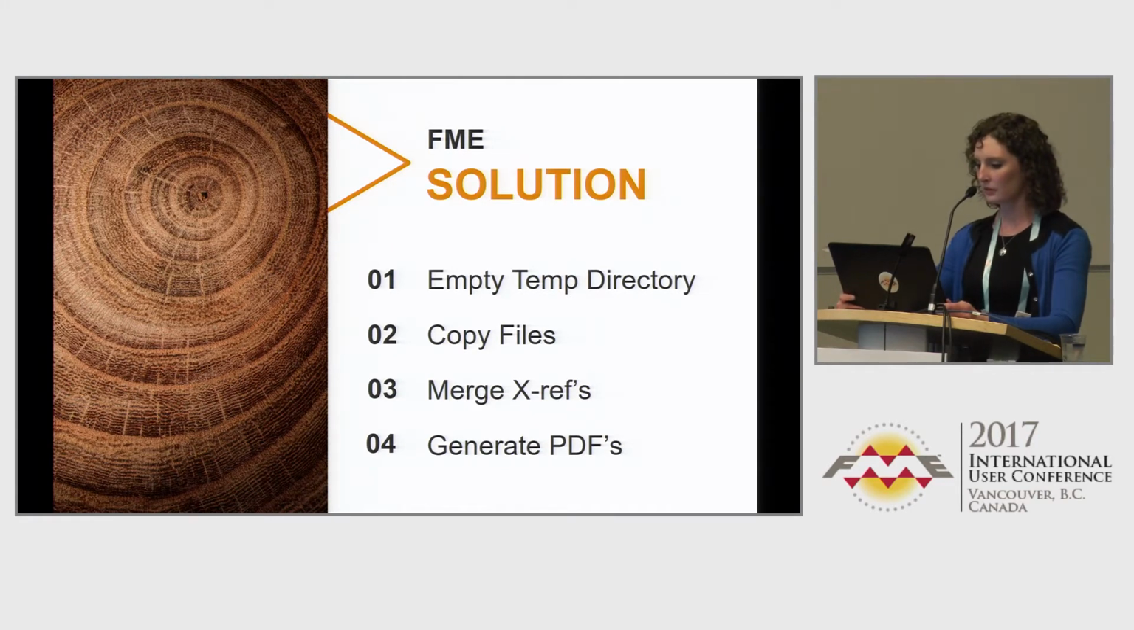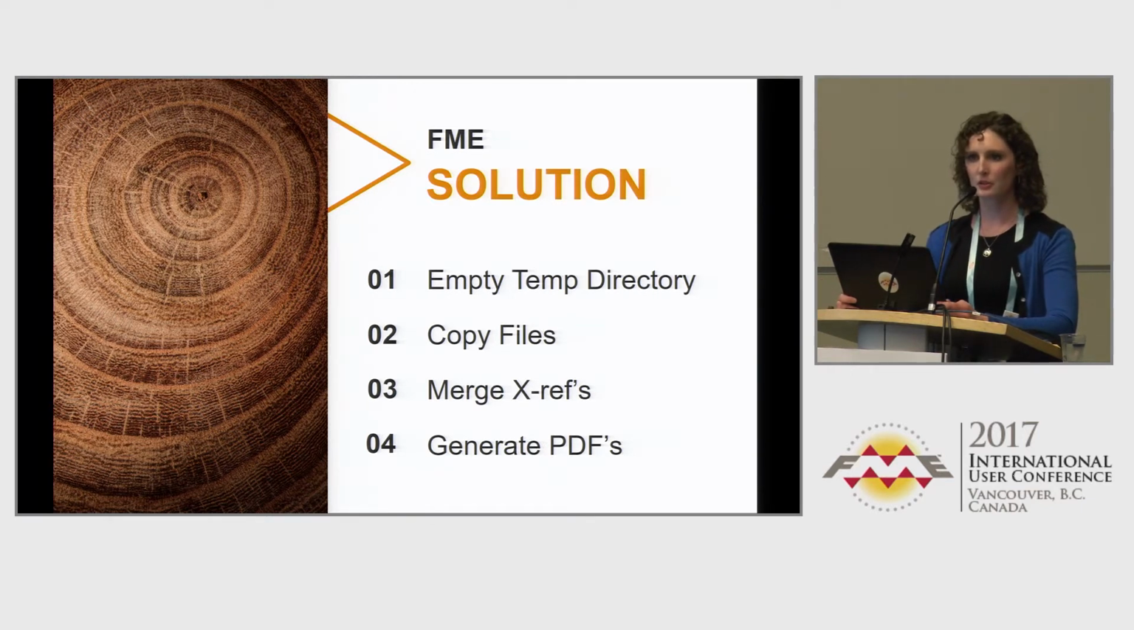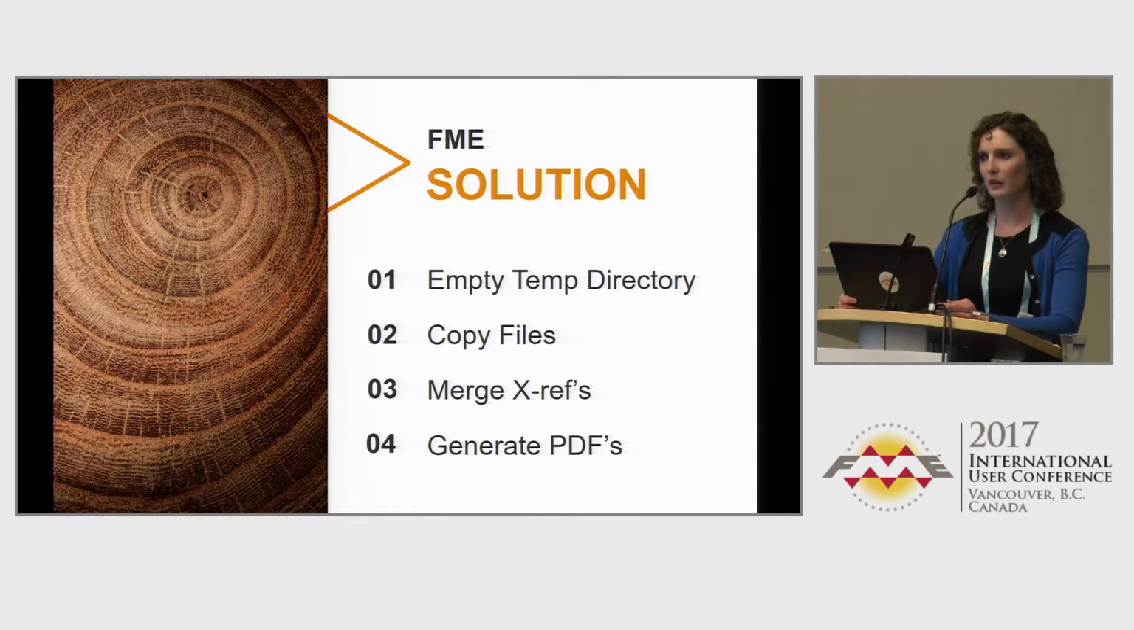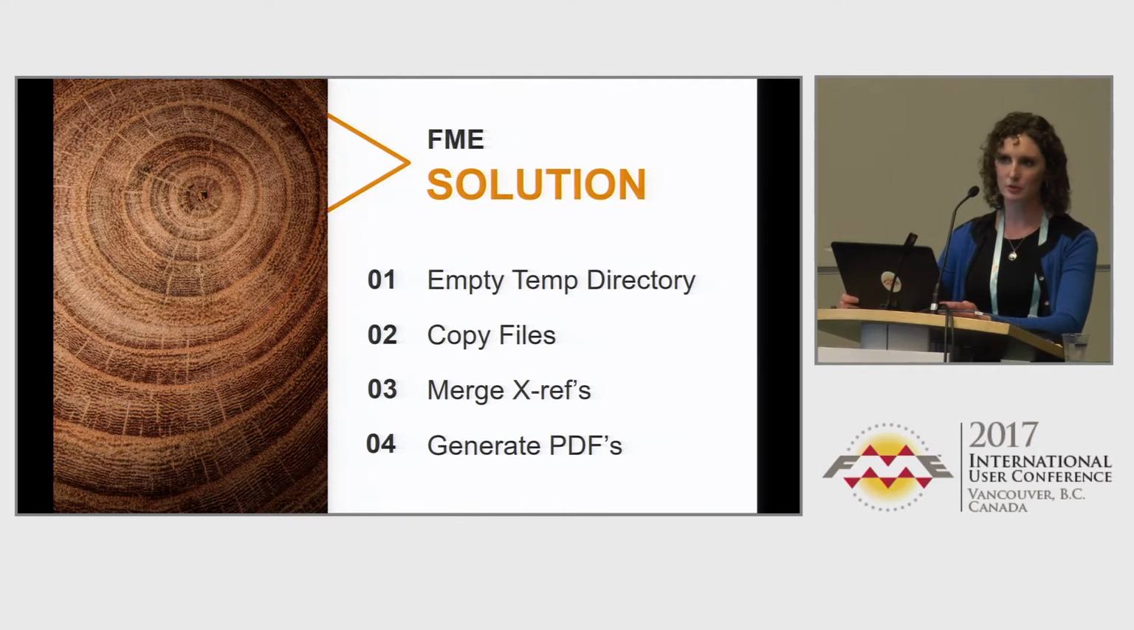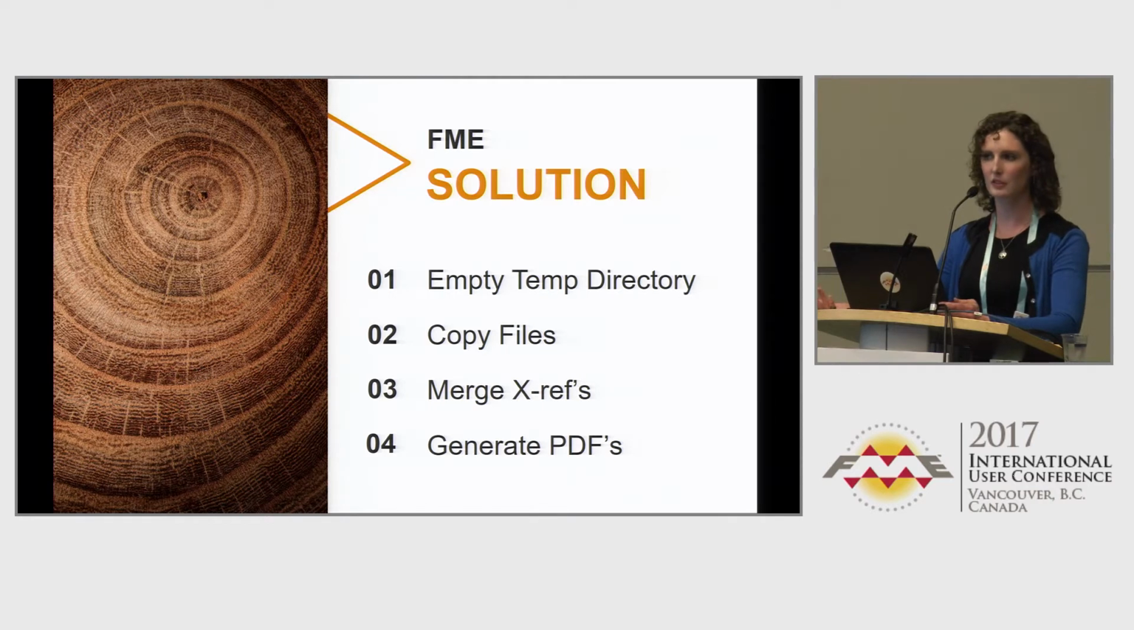So this is kind of an overview of what's happening in the process. The first thing I need to do is make sure that every time I run this process, it empties out that temp directory so that I'm not getting duplicates of the files or trying to merge files that have already been merged, so I know that I'm starting from a blank canvas each time. So I created a Python script that empties the temp directory, then copies the files, merges the xrefs, and then generates PDFs.